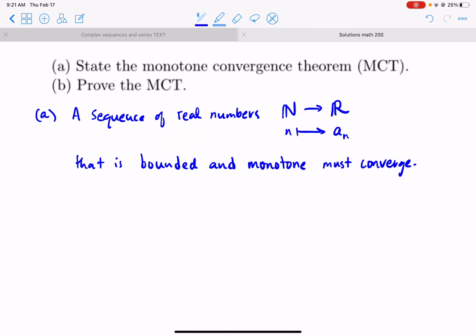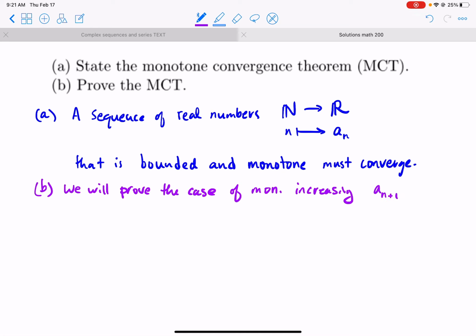Okay, so proof. We will prove the case where we have monotone increasing rather than monotone decreasing, because the two proofs are very similar. We'll prove the case of monotone increasing, which means that the next one has got to be bigger than or equal to the previous.